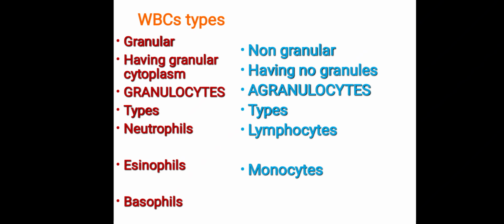Now WBC types. They are of two types. One is granular, having granular cytoplasm, and the next one is non-granular, having no granules. So they are granulocytes and agranulocytes. The red portion is known as granulocytes. They are of three types: neutrophils, eosinophils, and basophils. And agranulocytes, that is the blue portion, there are two types: lymphocytes and monocytes.